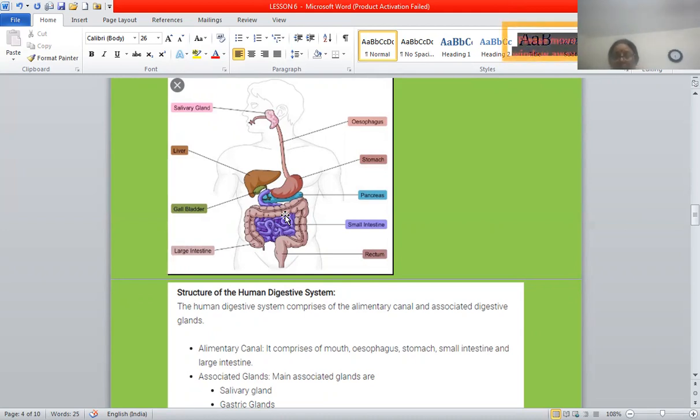The secretion of the salivary glands is also known as salivary amylase, which contains an enzyme known as ptyalin, P-T-Y-A-L-I-N. Ptyalin partially digests starch into maltose. In easy language, salivary amylase digests starch into maltose, making the food sweet if kept in the mouth for a longer time.